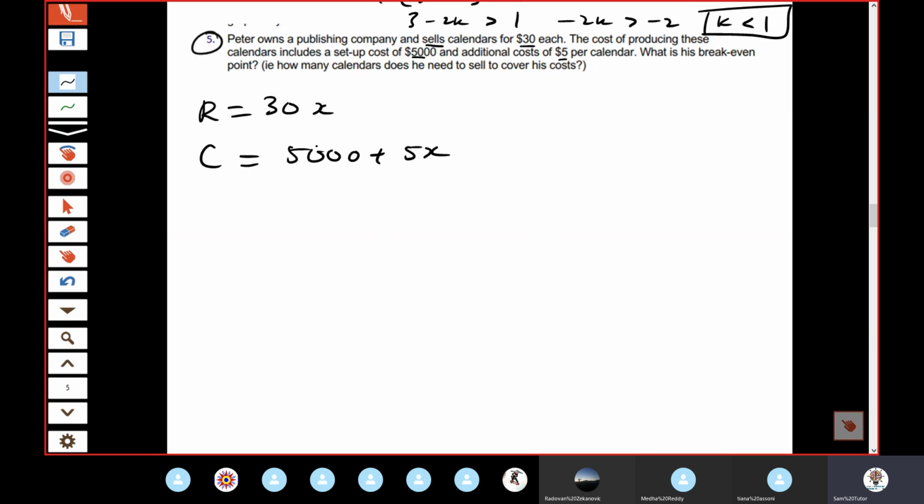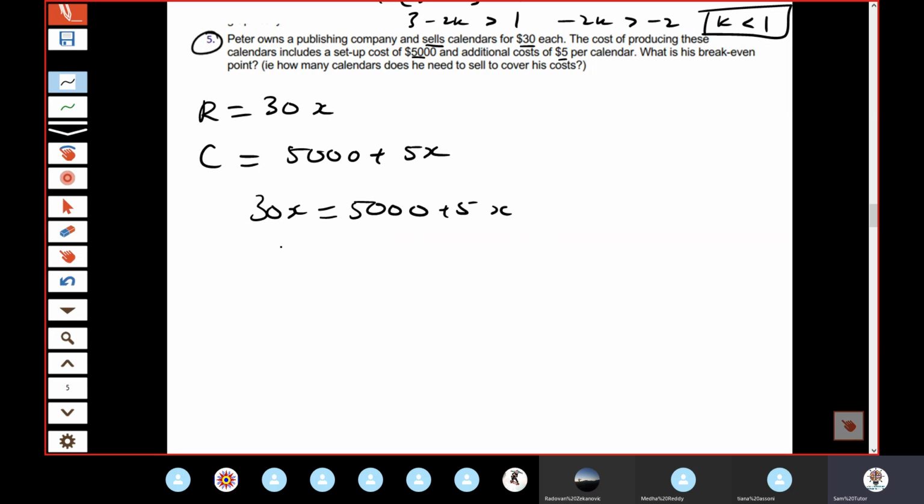That's just in anything. I mean, if you guys were going to open up a cupcake business tomorrow, you're going to say, okay, it's going to cost me $5,000 plus $5 for each cupcake. But I can sell them for $30 a cake. How many do I need to make just so that I can say I'm even? I'm not losing money, I'm not making money. You would say, of course, 30x equals 5,000 plus 5x. Like I said, your revenue must equal your cost.